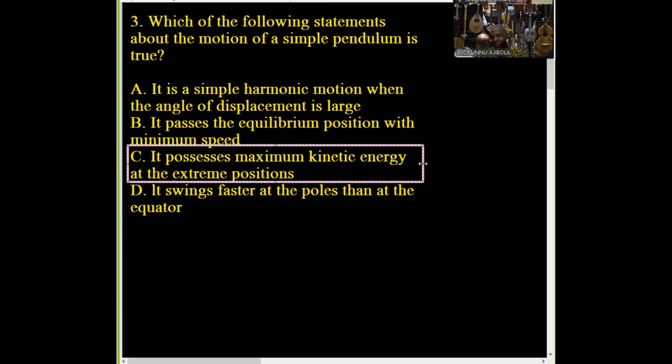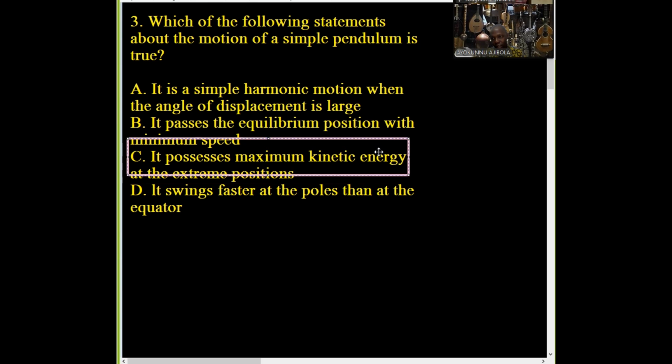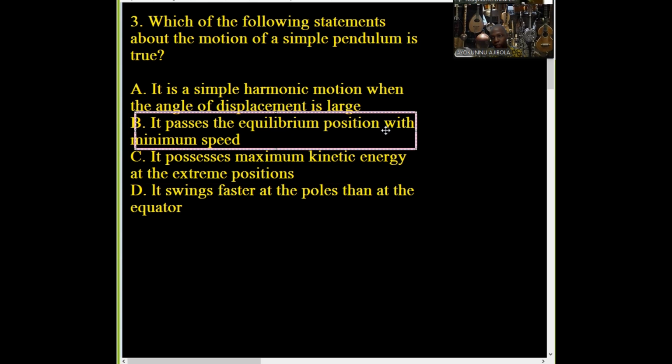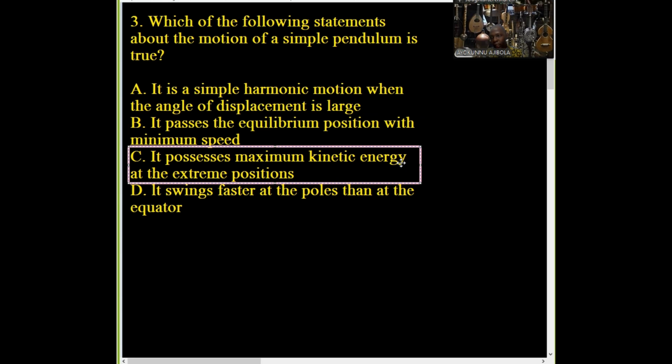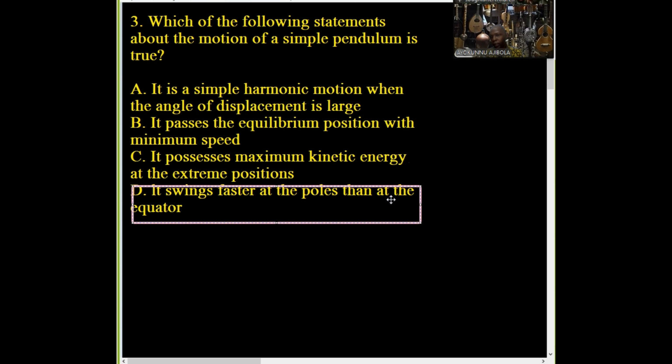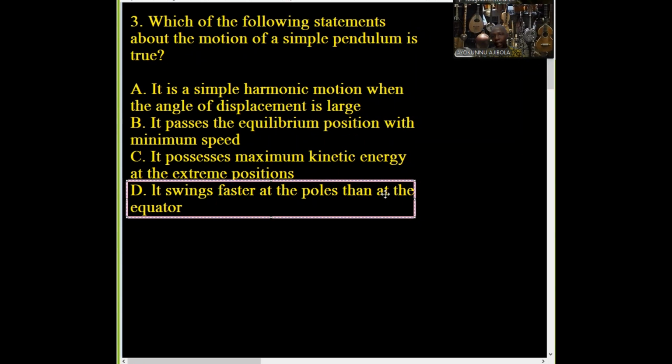Okay. The second one says it passes through the equilibrium position with minimum speed. That is not true either, because when it's moving towards the center, it's going to accelerate. Then it possesses maximum kinetic energy at the extreme ends. That cannot be true, because as it's going towards the extreme end, the energy is reducing, and then becomes zero at the end before it starts increasing again. So the last one says it swings faster at the poles than at the equator.